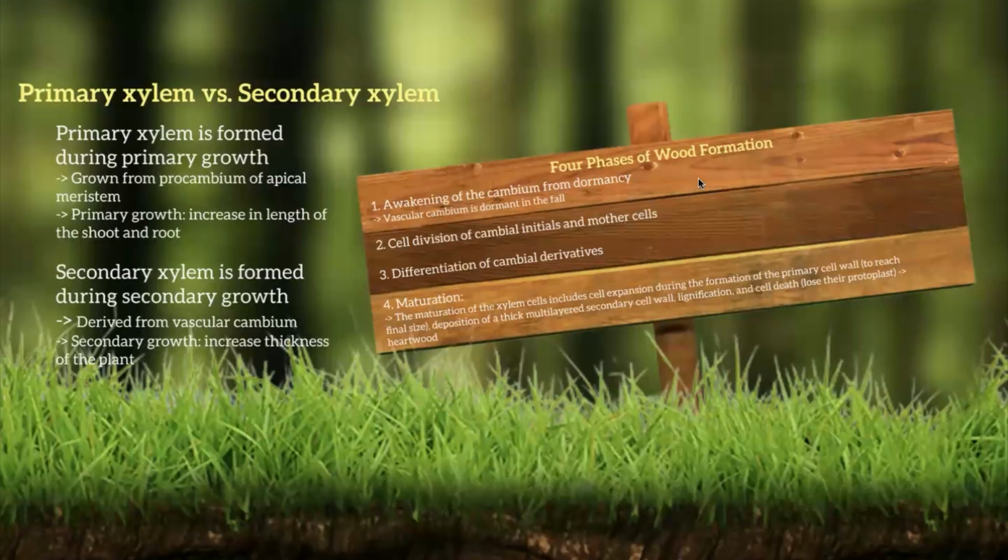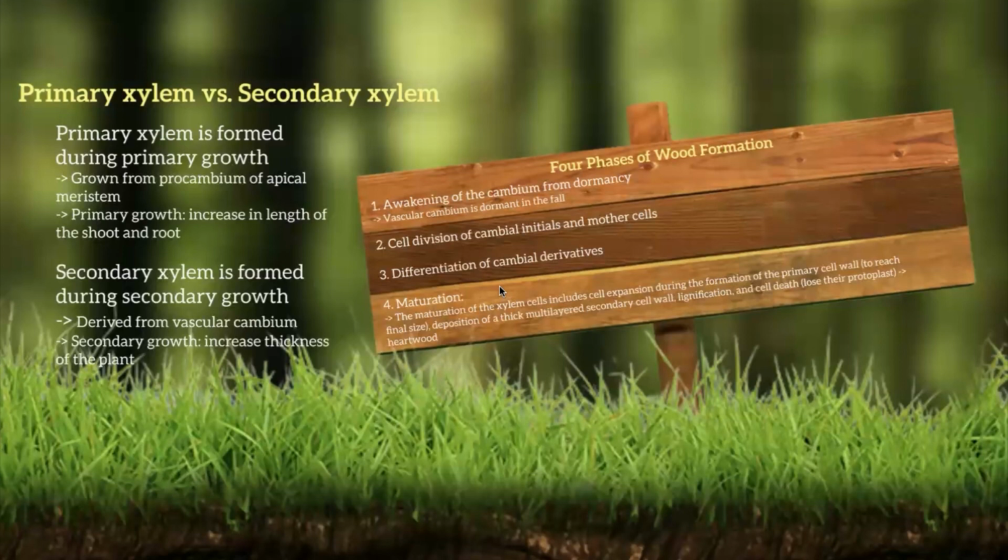The first phase is the awakening of the cambium from dormancy, because vascular cambium is dormant in the fall. The second phase is cell division of cambium initials in mother cells, and the third phase is the differentiation of those cells. The fourth and the last phase is maturation, which contains multiple steps.